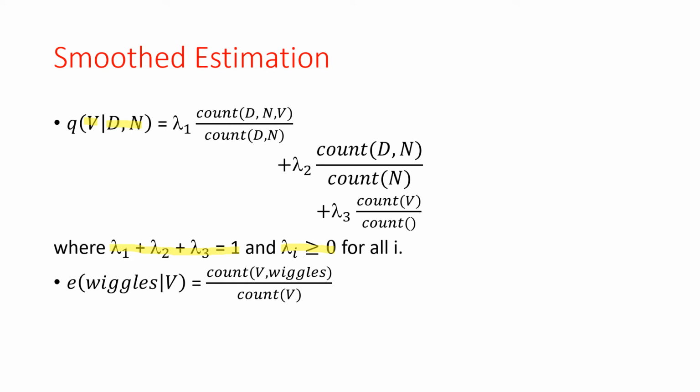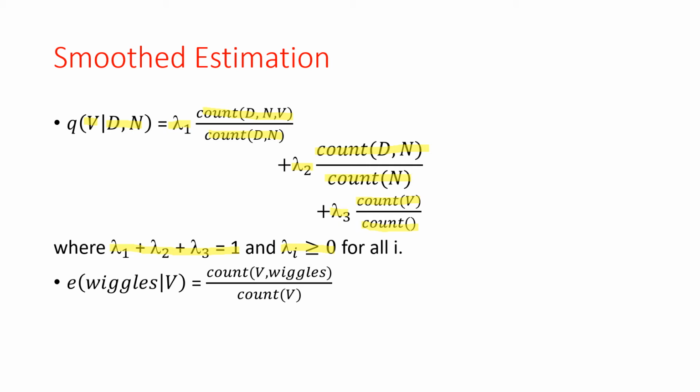And the calculation goes as follows. So lambda 1 is multiplied with the maximum likelihood estimate for the trigram. So this estimate is basically the ratio of the count of trigrams and bigrams. Then lambda 2 is multiplied with the maximum likelihood estimate for the bigram model, so it is the ratio of the count of bigrams and unigrams. And lambda 3 is multiplied with the maximum likelihood estimate of the unigram model, so the ratio of the number of verbs divided by the total number of tags occurring in our tag set.